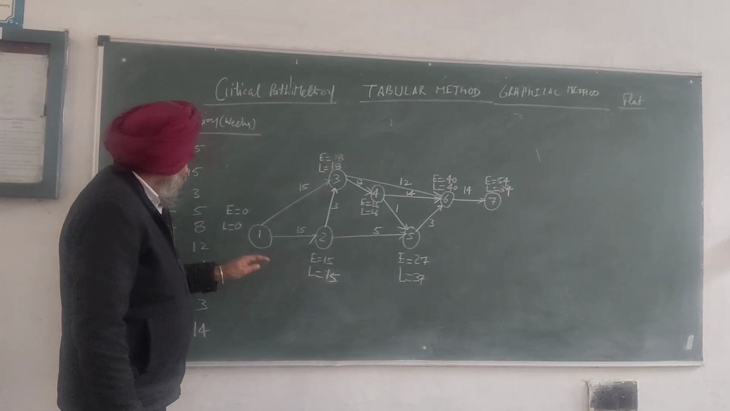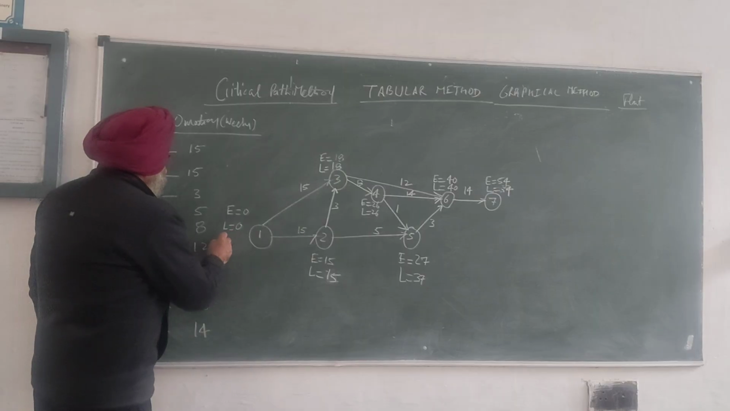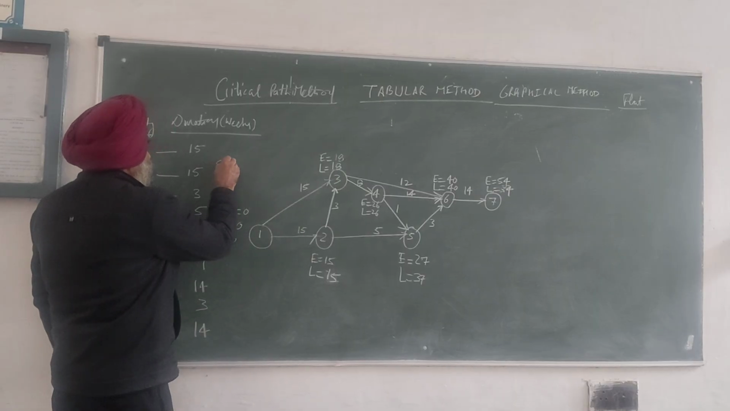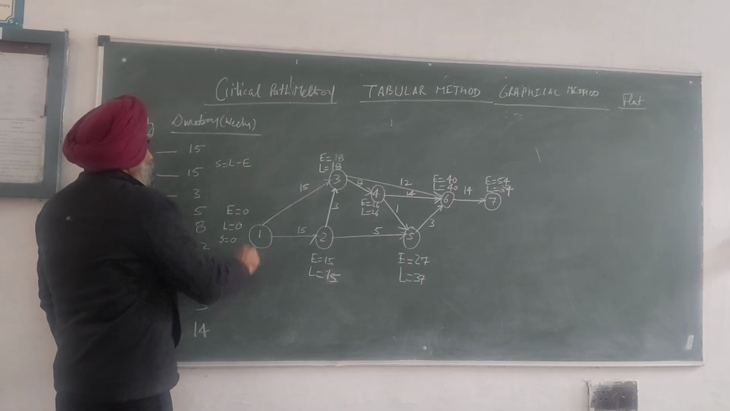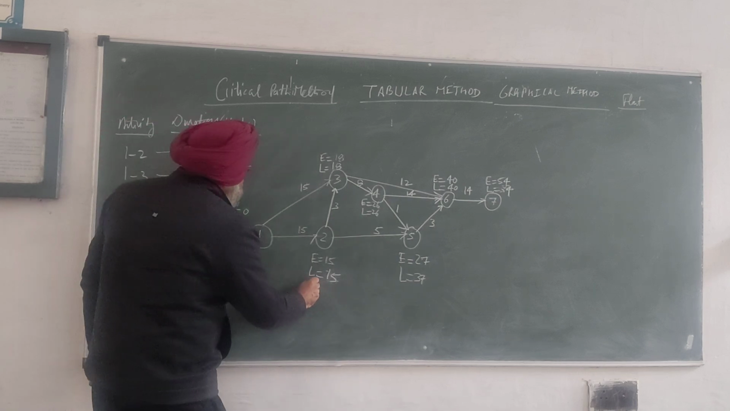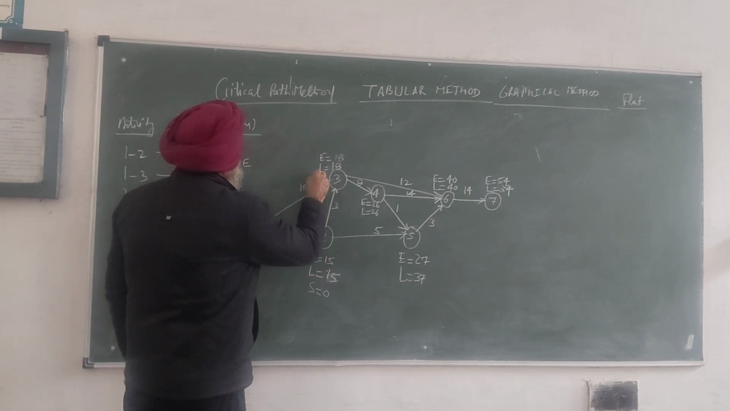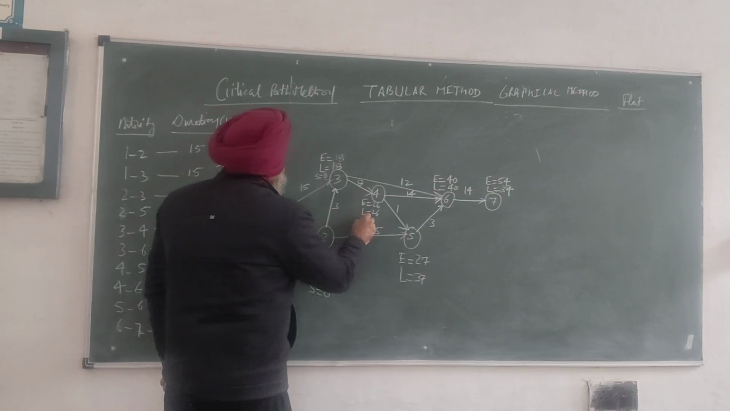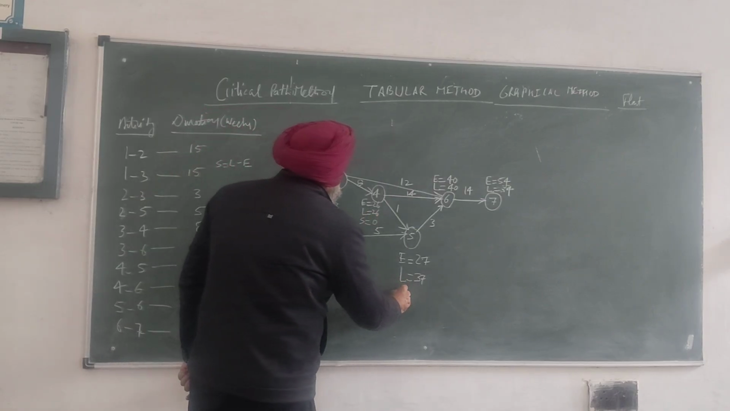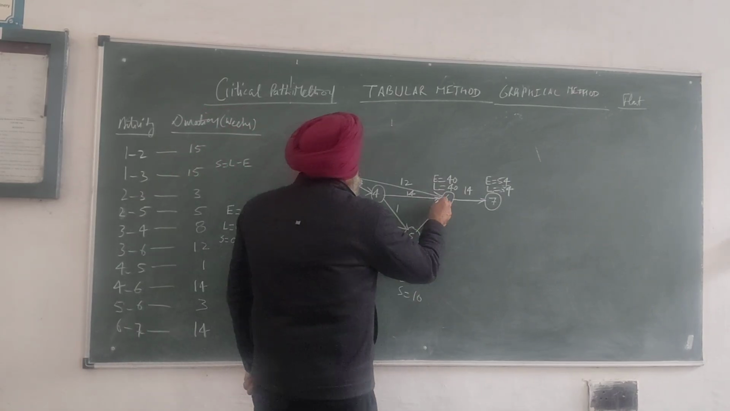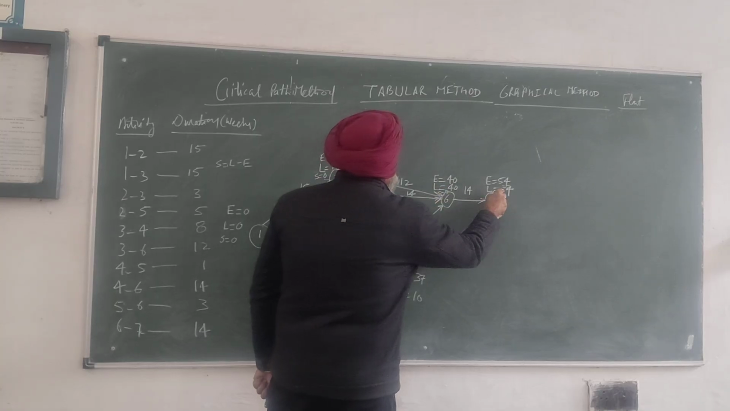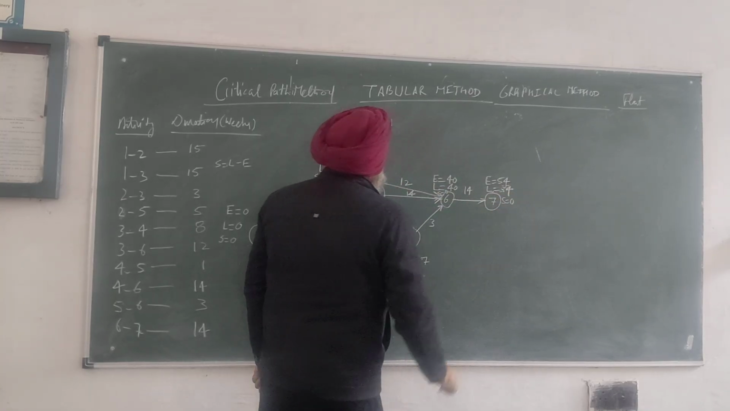Here it is 0. So calculate the slack as the difference, basically n minus e. Basically, this is 0 here. This is also 0. This is 0. This is 0. Here it is 10. Here it is 0. Here it is 0.